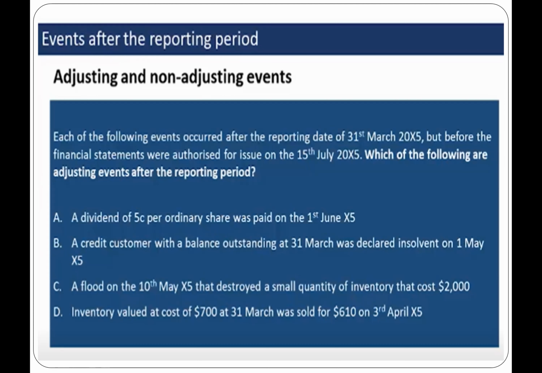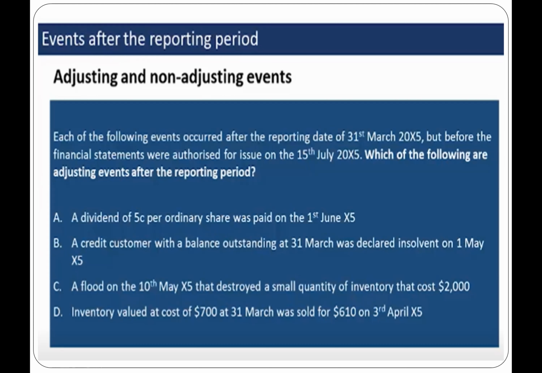So remember, adjusting events are events that tell us more information about conditions that existed before the year end. So a dividend of 5 cents per ordinary share was paid on the 1st of June 2015. Now, we paid this dividend after the year end, which means this is not something that existed before year end. It's something that actually happened after year end, which means we simply need to disclose that we actually then declared and paid dividends of 5 cents per share after the year end.